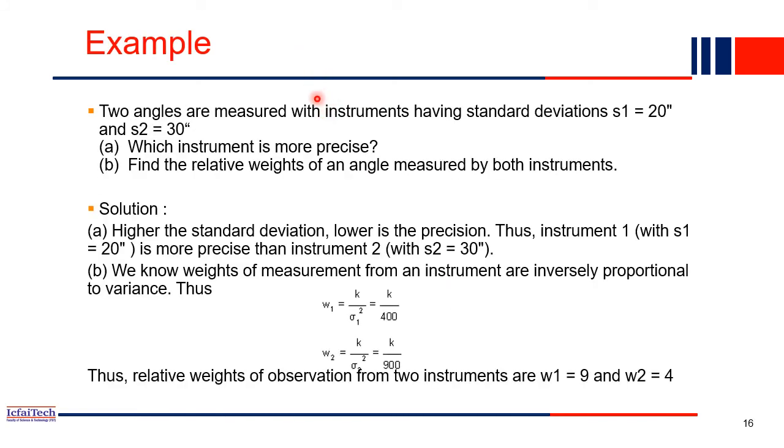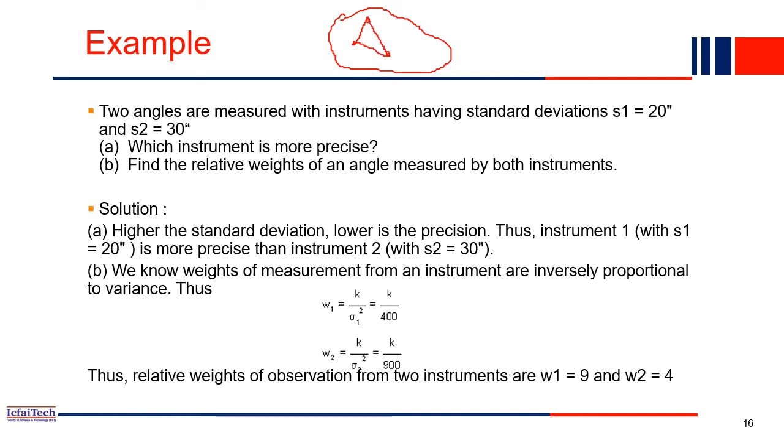Now I will explain a small example here. The question is: two angles are measured with an instrument having standard deviations S1 is 20 seconds and S2 is 30 seconds. So two angles were measured with the instrument. Let me draw it here. You have a plot and you have 3 points, maybe control points. So this angle you have measured.